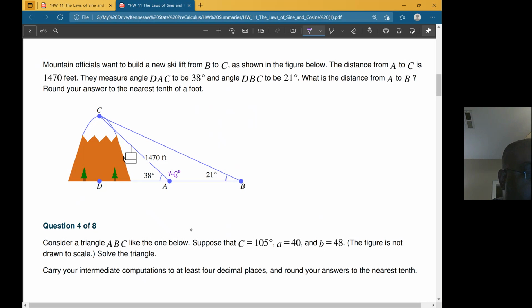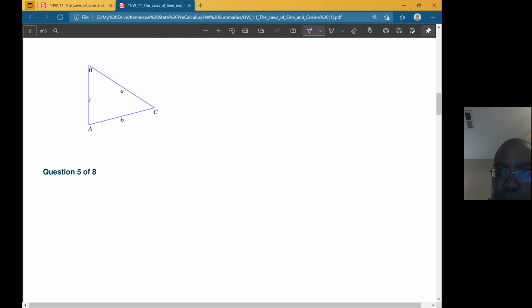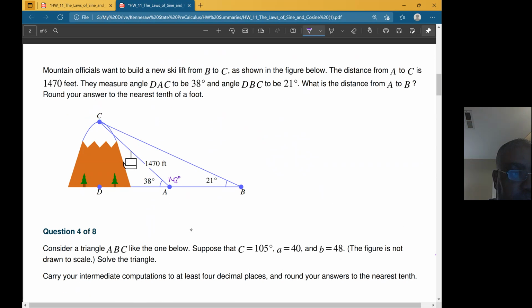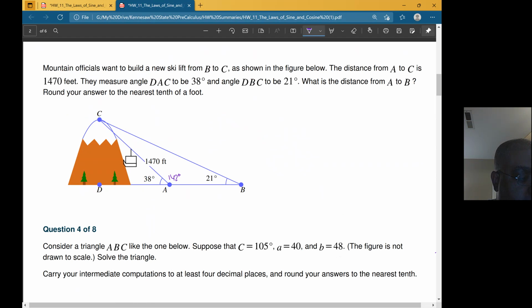And if that's 142 degrees, plus 21. Whoa, sorry about that. That means that this little angle up here is 17 degrees. That's what we really wanted because we solved for all the angles of our triangle. We want to know this.